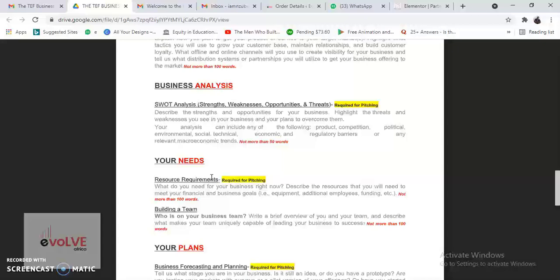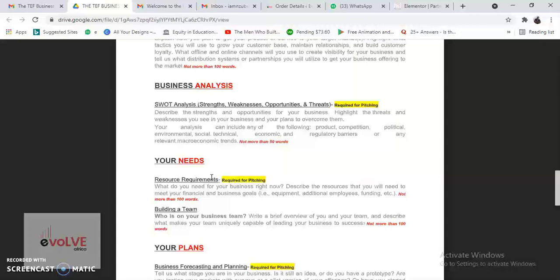So your threats, what are the threats that abound in your business? It could be a fire threat. Is your business the kind of business that fire could catch, or that government regulations could affect? If you're in a finance area, government can come up one day and say this, and it will affect your business totally. So that's what threat is all about.